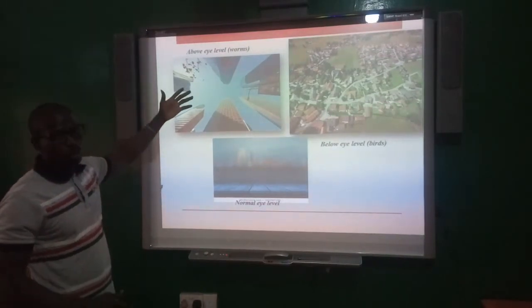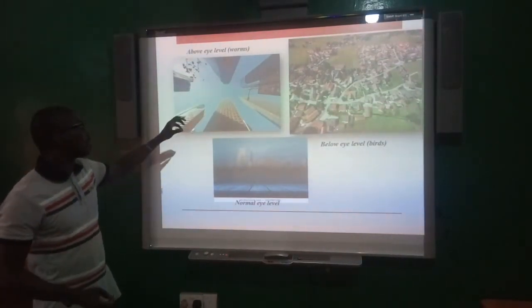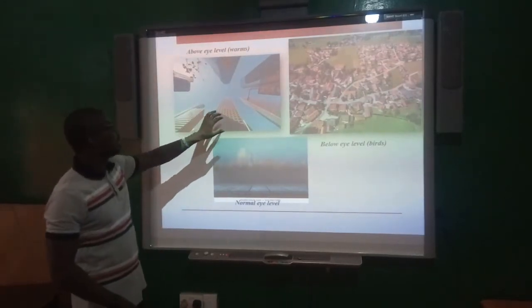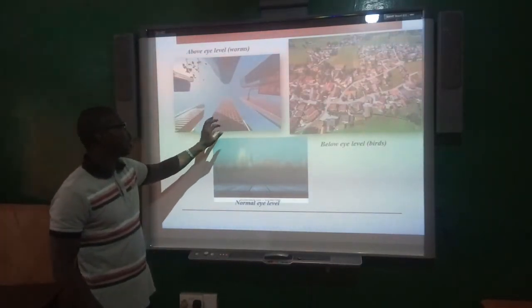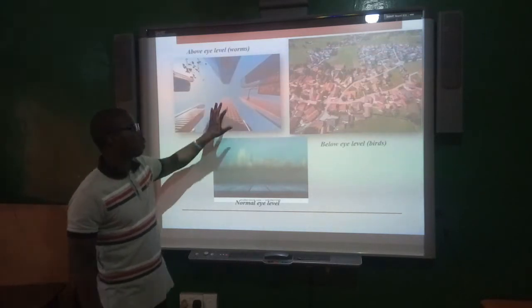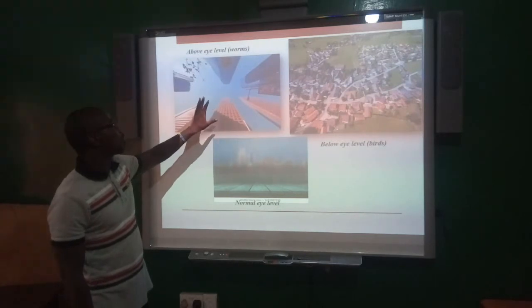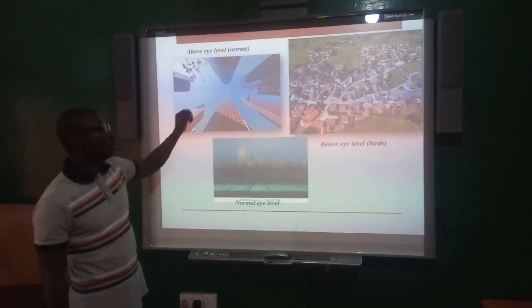So this is an example of the types of eye level that we talked about. You see, if you look at this object, it's above eye level. So these are huge high-rising buildings. You see the bottom, but you only see the top. Okay. So this is a typical example of objects that are above eye level.